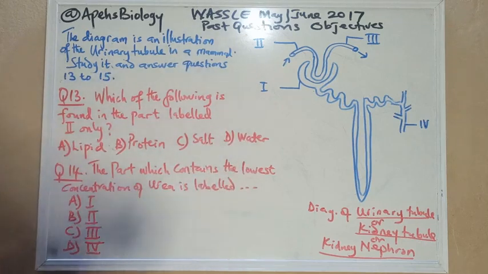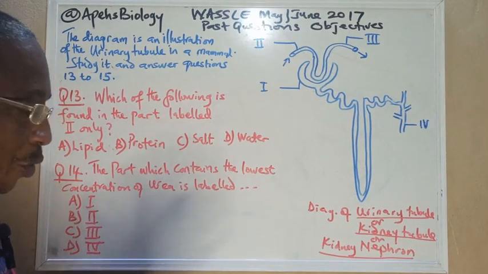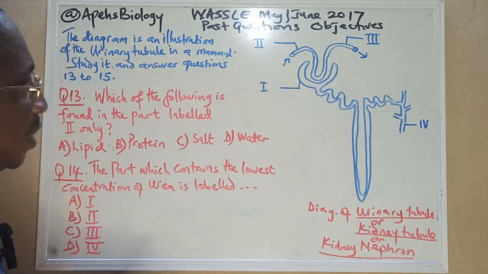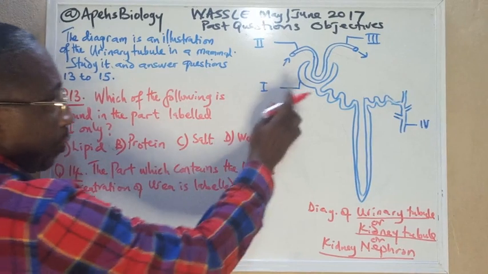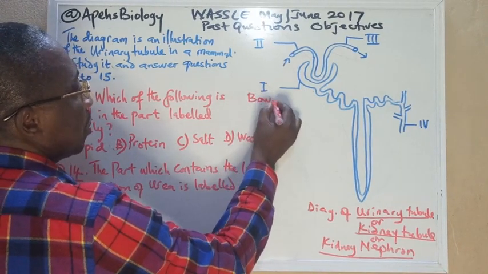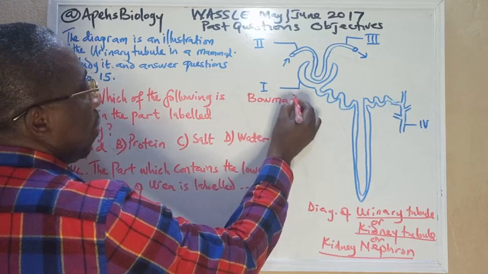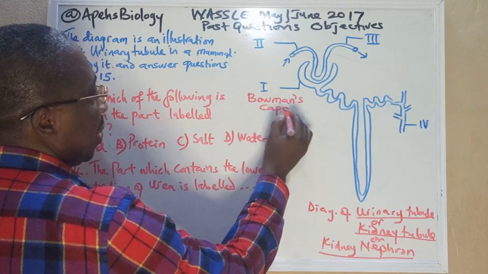Now, that is the diagram. Let's study it again. You notice that there are parts that are labeled here. Of course, if you don't understand this diagram, there is just no way you can attempt these questions. Let's give the labeled parts by name first. The part called number 1 is known as the Bowman's capsule. Bowman's capsule is the name of the part number 1.